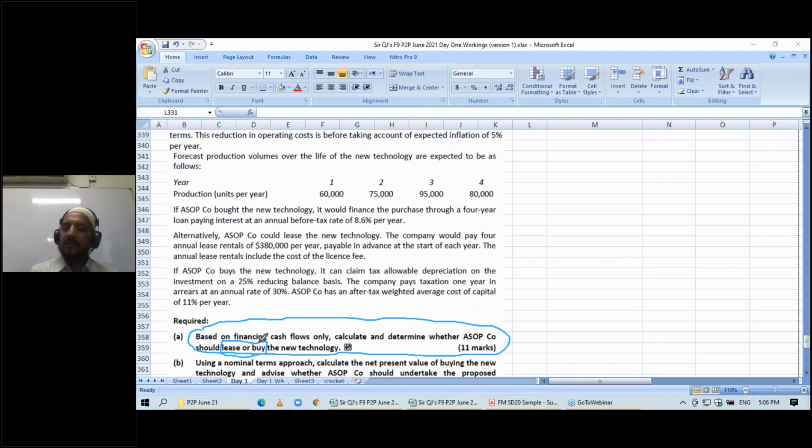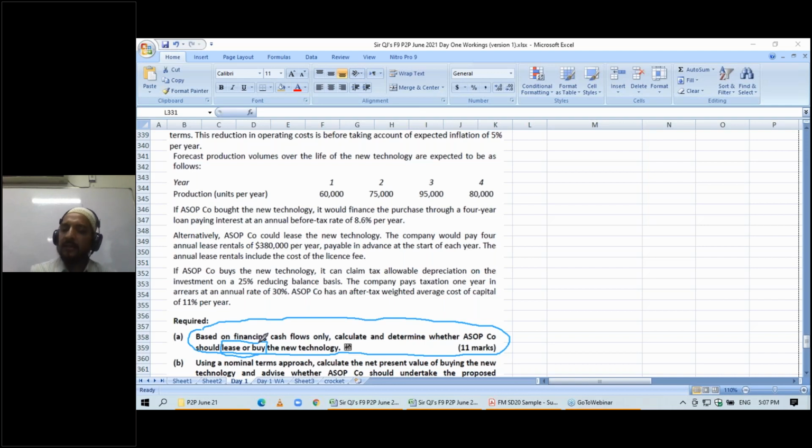Now if you remember these basics first, if you borrow and buy that 1 million asset, you will be paying 1 million immediately. So you will be having a 1 million outflow immediately. But in case of lease, the question says that you have to make the payment of 380,000 every year in advance at the beginning of the year. So you won't be paying the whole 1 million, you will be paying just 380,000 in 4 tranches.